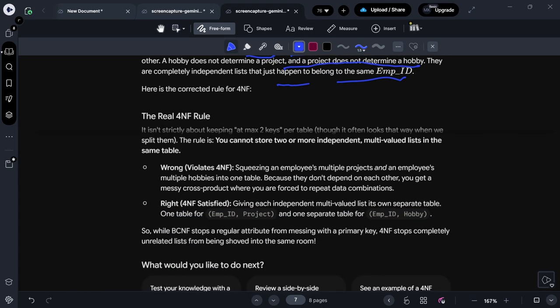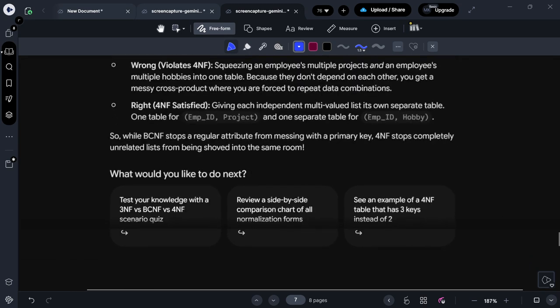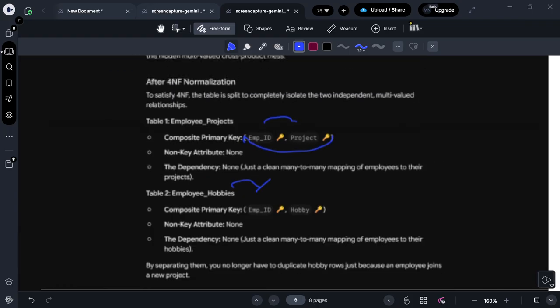The corrected rule is that it isn't strictly about keeping two keys at max per table, but you can store two or more independent values in the same table, but only things that should belong together. While BCNF stops a regular attribute from messing with the primary key, fourth normal form completely removes that unrelated thing.